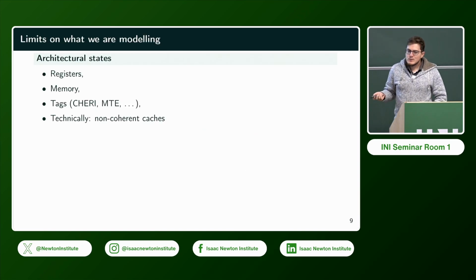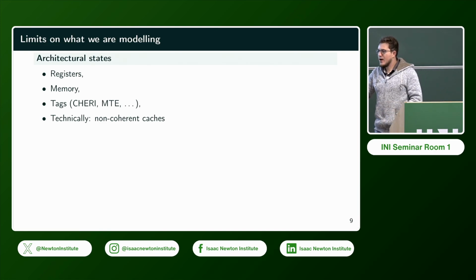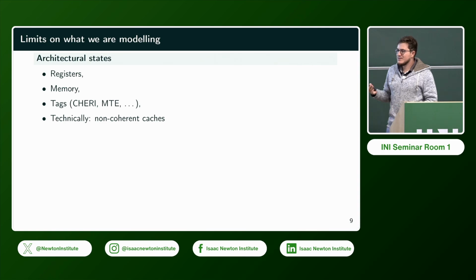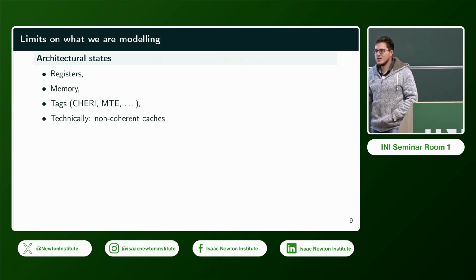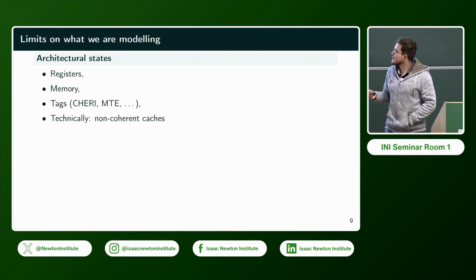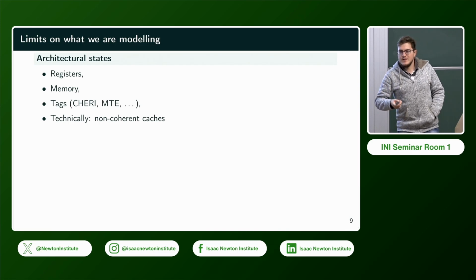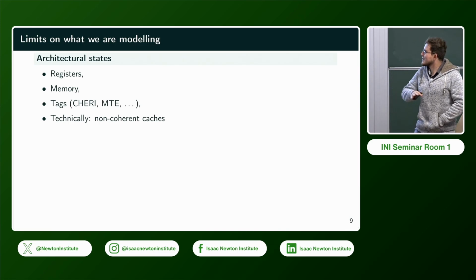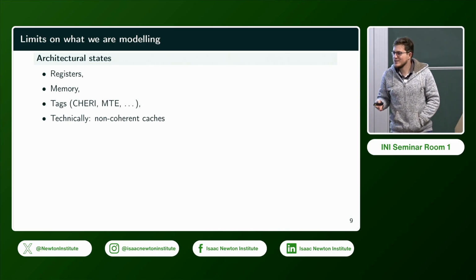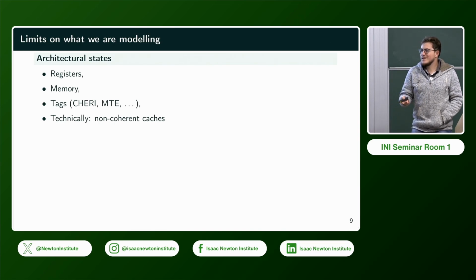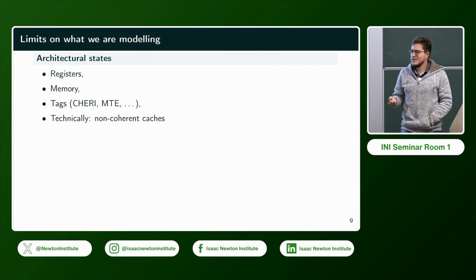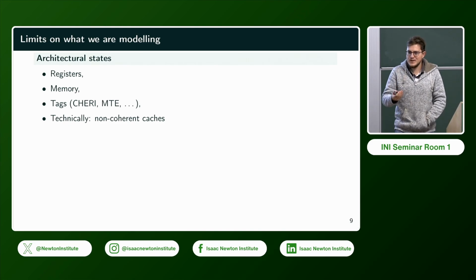So here we need to start thinking about the limits of how we can use this to actually produce machine models. And one of the big things we need to think about is what an architectural model actually is. And here it's a bit iffy. I mean, there are some things that are obviously in, like registers and memory and tags, but technically non-coherent caches, you could think about them as architectural state because you can observe what they do, like you can observe that this cache has an entry that is not consistent with memory.